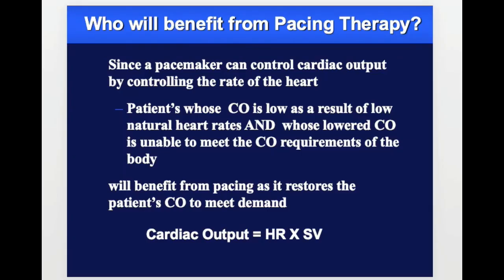Since the pacemaker can control cardiac output by controlling the rate of the heart, patients whose cardiac output is low as a result of low natural heart rate, and whose lowered cardiac output is unable to meet the cardiac output requirement of the body, will benefit from the pacing, as it restores the patient's cardiac output to meet its demand.